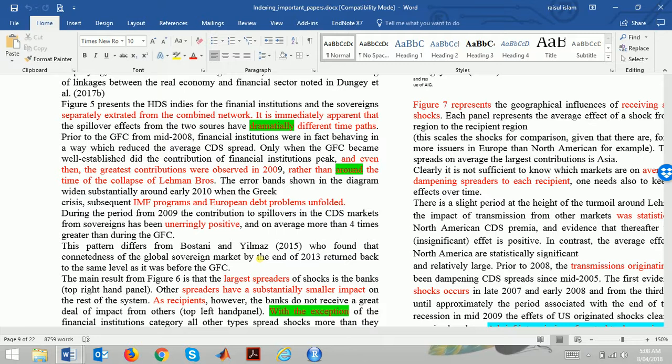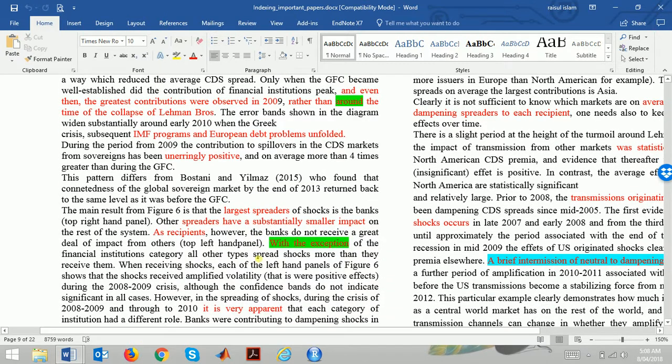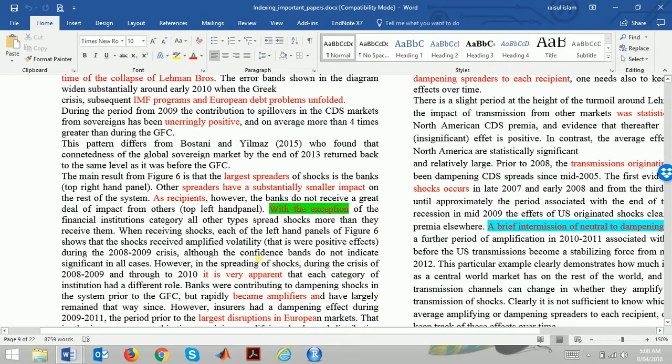During this period, spillovers in the CDS markets from sovereigns have been unerringly positive. The main result from these figures is that the largest spreaders of shocks are on the top right, and other spreaders have a substantially smaller impact on the rest of the system. As recipients, with the exception of the financial institutions category, all the other types spread shocks more than they received them.